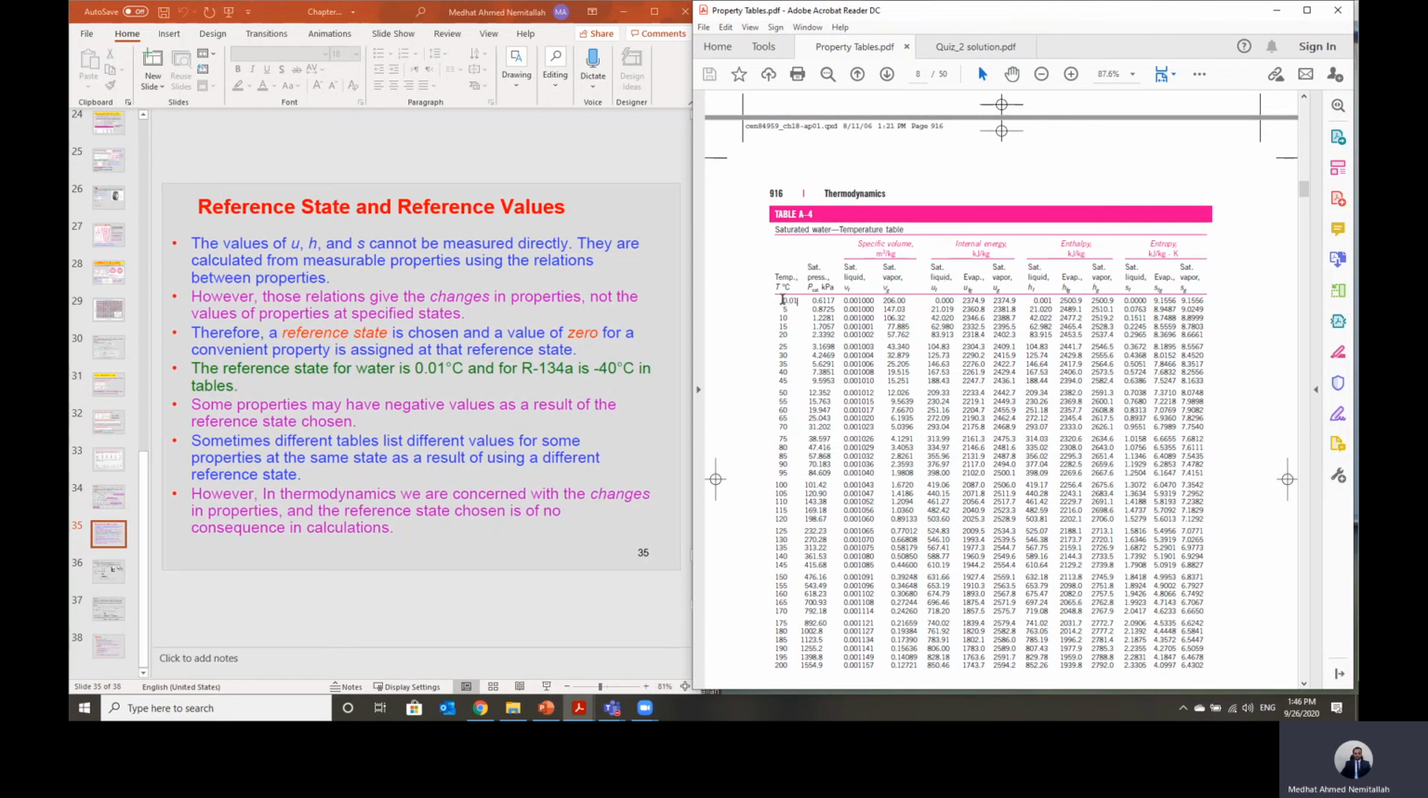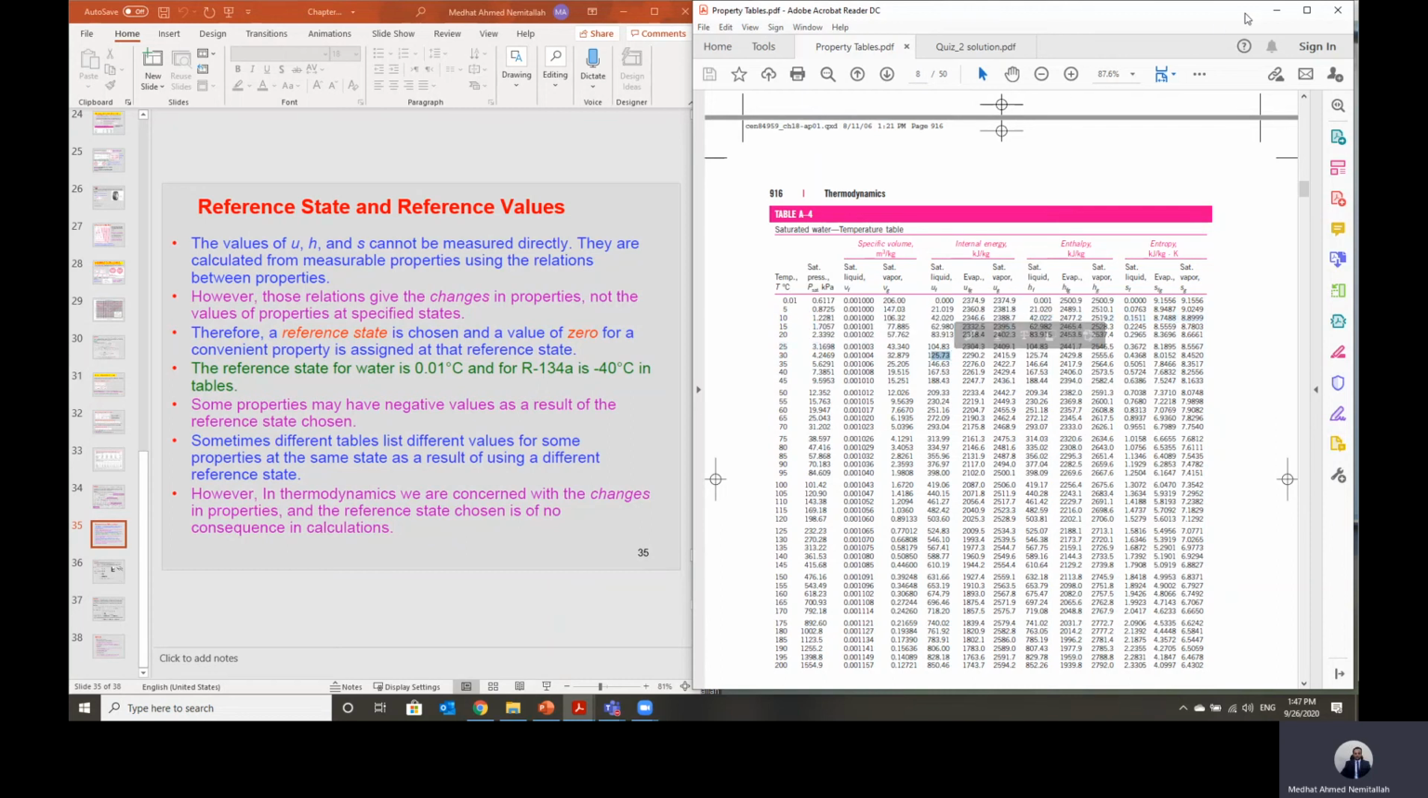This reference point for steam is 0.01 degrees C. At this temperature, we assume the value of the entropy is equal to 0. And like this, we assume the value of enthalpy is equal to 0 and the value of the internal energy is equal to 0. Okay? Based on this reference point, we can calculate the internal energy or the enthalpy at any other temperature. We can calculate this value.